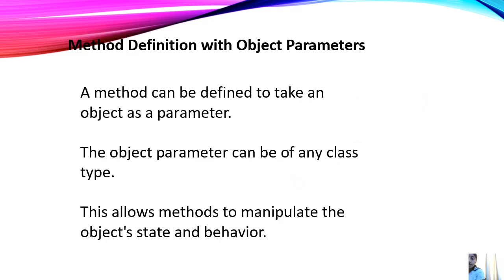So now let us see some more about parameters. Here we will see about defining methods with object parameters. A method can be defined to take an object as a parameter. The object parameter can be of any class type. This allows the method to manipulate the object's state and behavior.